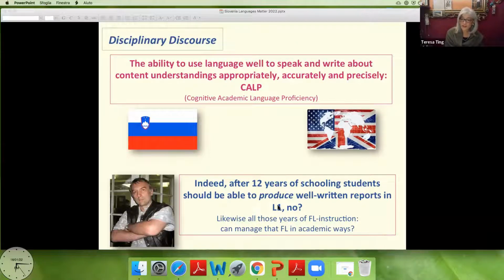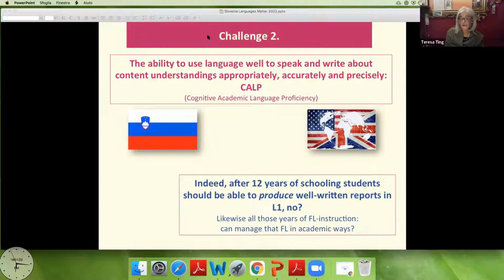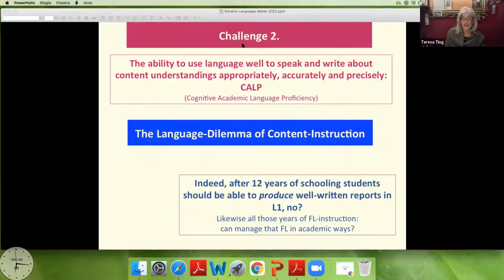Because we at the university complain, content teachers complain that students cannot write their theses in proper L1. And this is not because they have not read enough properly written textbooks. They have. It is not because they have not listened to properly speaking professors. They have. But why are they not producing properly written texts or speaking in proper ways? So that is our challenge. That's challenge number 2. We're only going to deal with 2 challenges today.